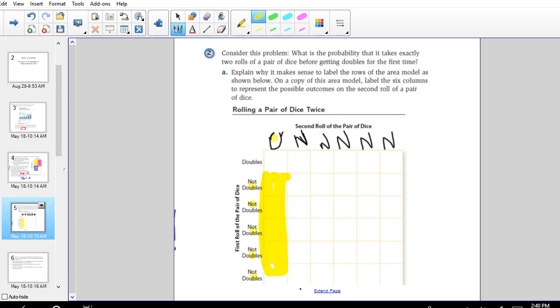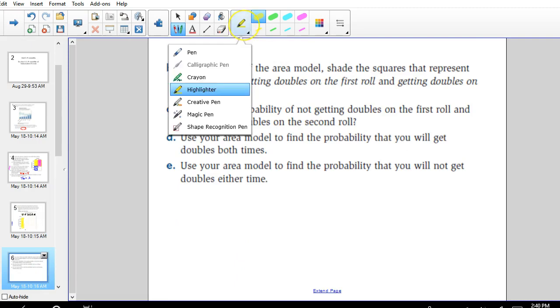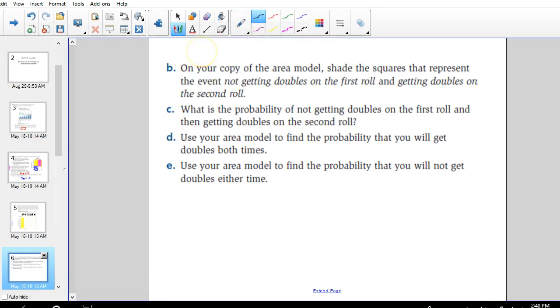So for C, what is that probability? We have 5 out of the 36 possibilities. So the probability of not getting doubles on the first roll and then getting doubles on the second roll is 5 out of 36.